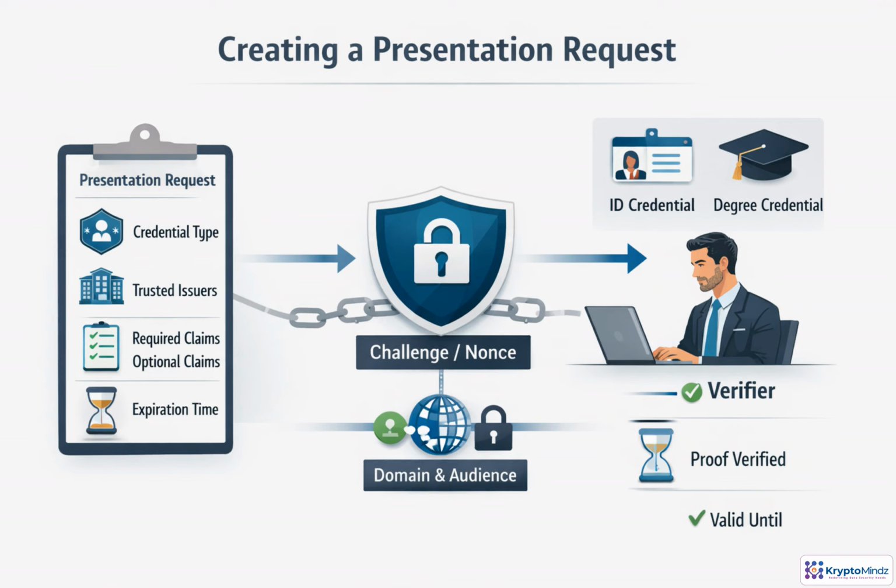A presentation request is the verifier's contract with the holder. It defines which credentials are acceptable, who may have issued them, and which claims must be revealed. The challenge or nonce ties the response to this exact session and blocks replay. Domain and audience binding confirm the verifier context, while expiration limits how long the request can be used. Together, these fields make the proof specific, constrained, and safe to verify.